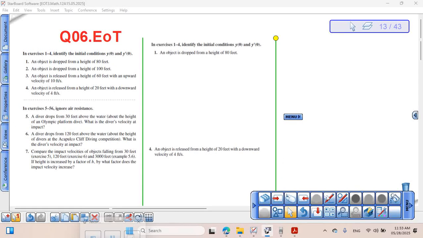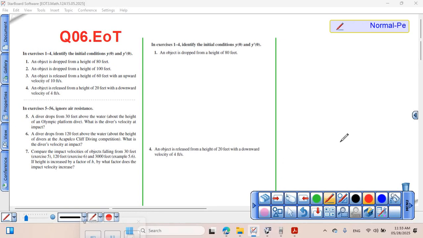Good morning, everyone. Our lesson today is question 6 from the exam of trimester 3. The question comes as multiple choice. An object is dropped from a height of 80 feet. Determine and identify the initial values y at 0 and y prime at 0. What is the answer?